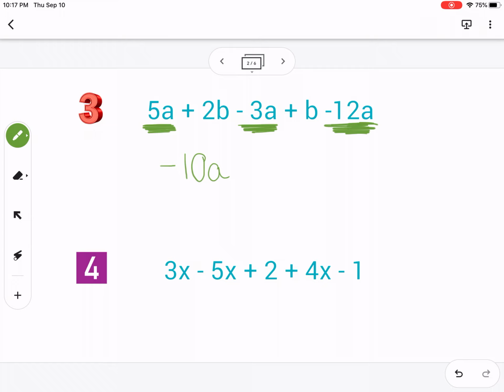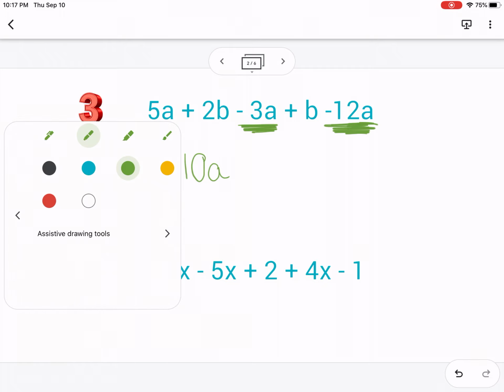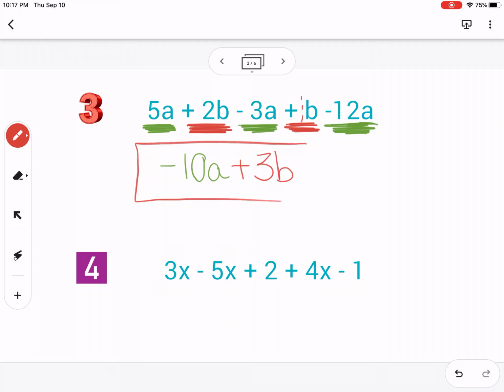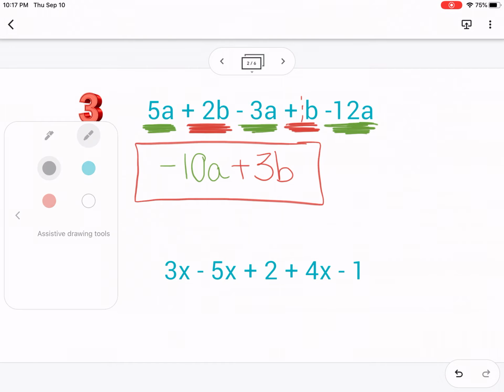We have -10 apples. We then look at our other variable, which in this case is a b. So we've got this 2b and this positive, there's an invisible 1 there. So 2b plus 1b is 3b. So plus 3b. When we have more than one variable, the order is typically alphabetical order. So -10a plus 3b would be the more common answer you would see.